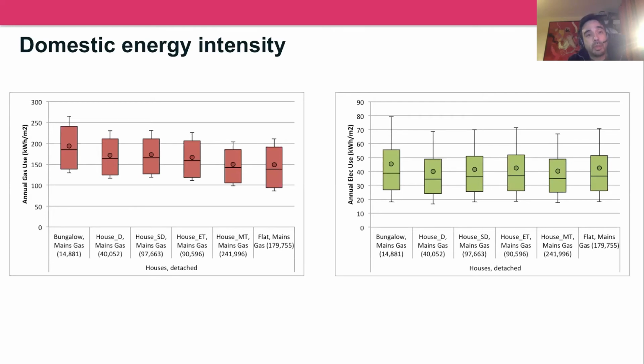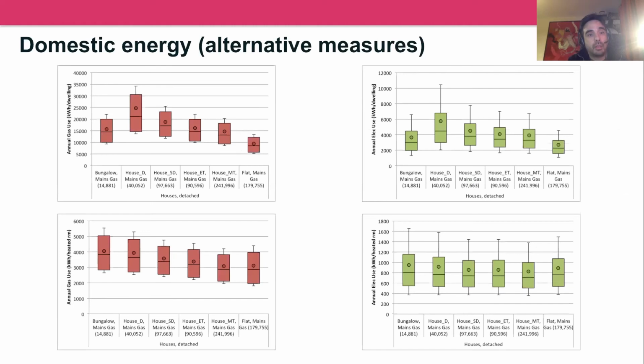But we're also working on assessing how domestic energy use varies under different measures. So this is the domestic energy plotted using different approaches, but for the same samples. The top shows energy use per dwelling, and you can clearly see the influence of floor area. And then the bottom uses the heated number of rooms in the EPC data to calculate the average energy consumption per heated room.